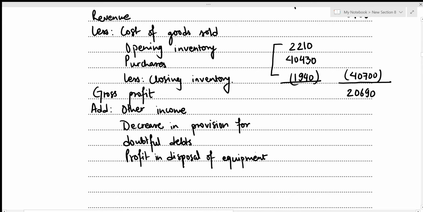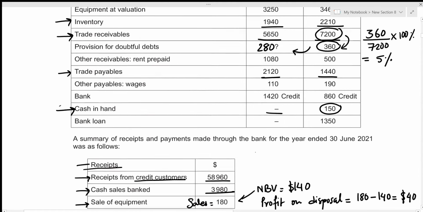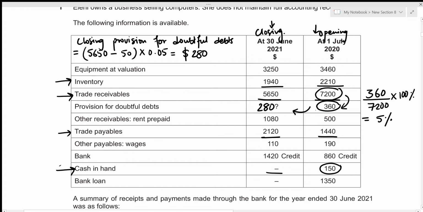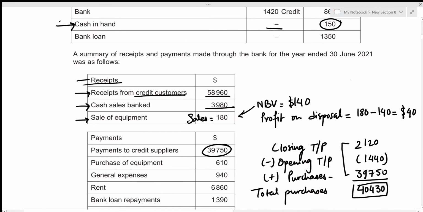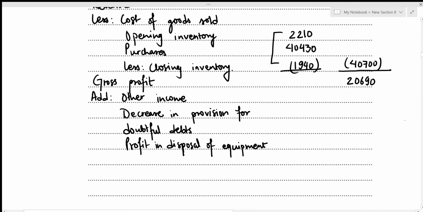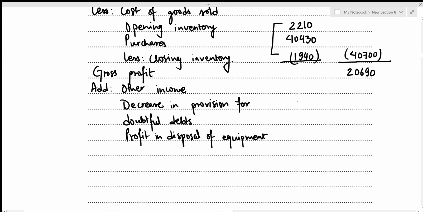All right, let's look for the values of these two items. The opening provision for doubtful debts was 360 and the closing provision for doubtful debts was 280. So the difference is just going to be 360 minus 280, which is 80. So this will be the amount to be substituted in the decrease in provision for doubtful debts. Now let's look for the profit. We already figured out the profit on disposal to be 40. So let's substitute these two values. So decrease in provision for doubtful debts had the value of 80 and profit in disposal had the value of 40. So this gives the total other income to be 80 plus 40, which is 120.